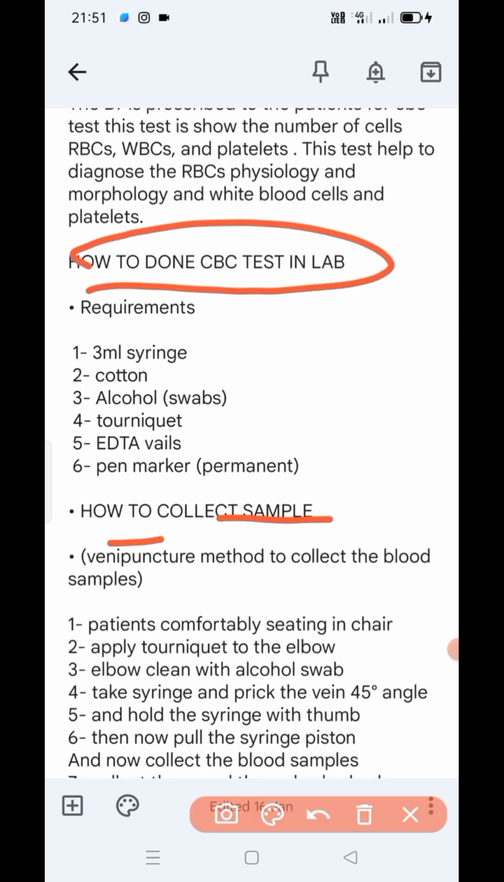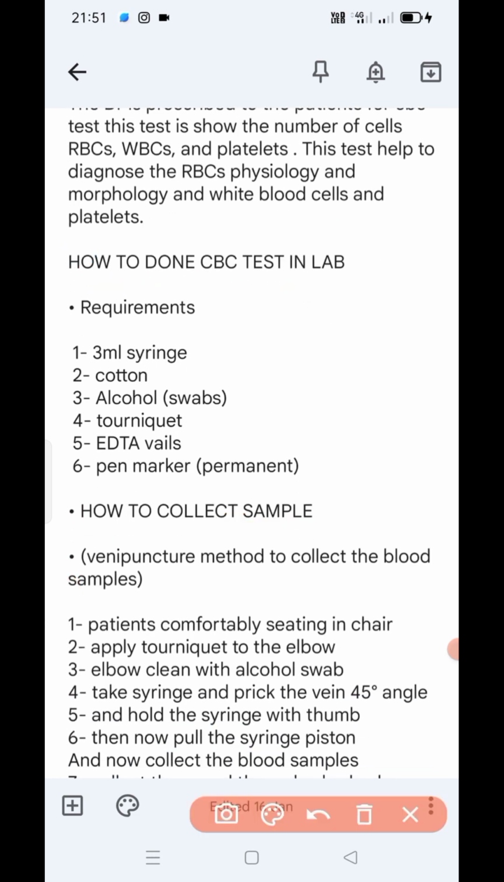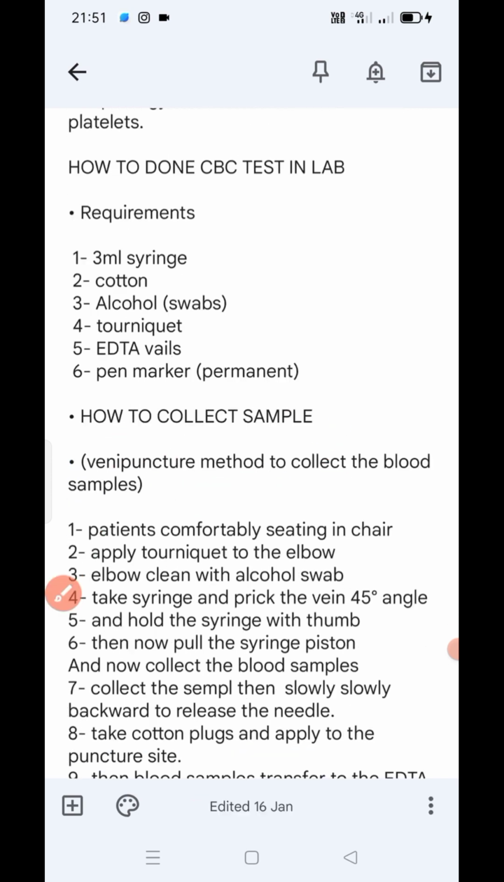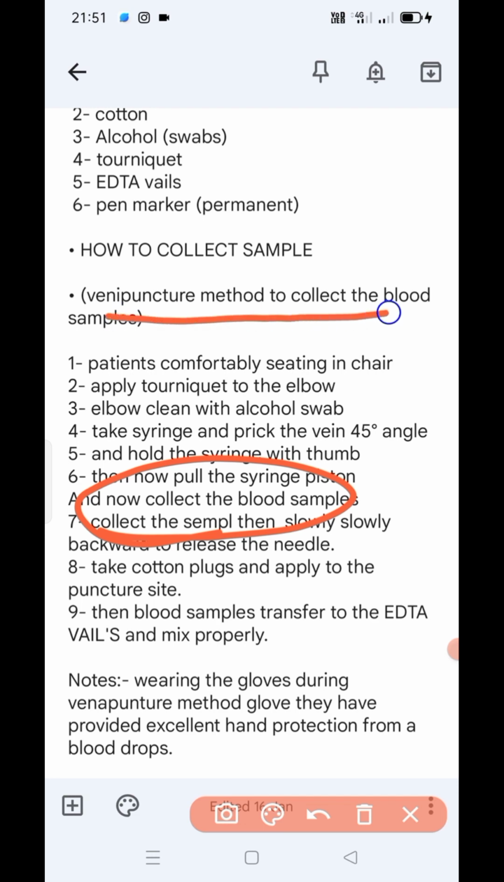How is the CBC test done in a lab? Requirements: first, a 3 ml syringe, cotton swab, alcohol swab, tourniquet, EDTA vials and a pen marker. How to collect the sample? The venipuncture method is used to collect the blood sample.